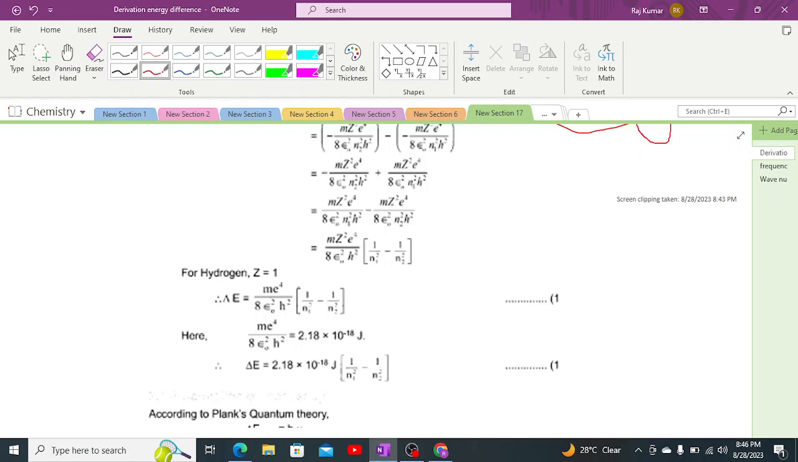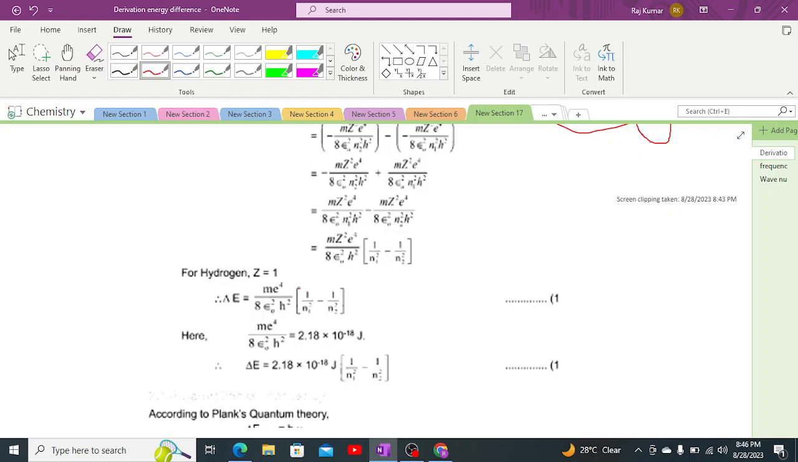That's the formula. Now, hydrogen has one proton, so we are taking hydrogen. Due to this we put the value of Z as 1, and the rest of the equation becomes m e power 4 upon 8 epsilon naught square h square. This complete expression is equal to 2.18 into 10 power minus 18 joule per atom.